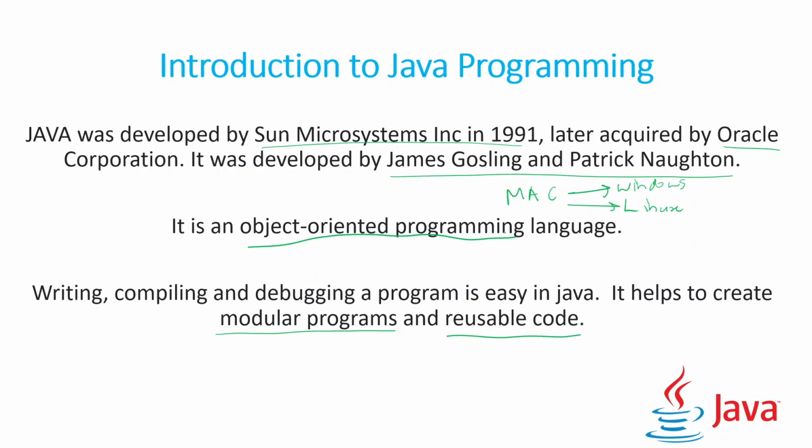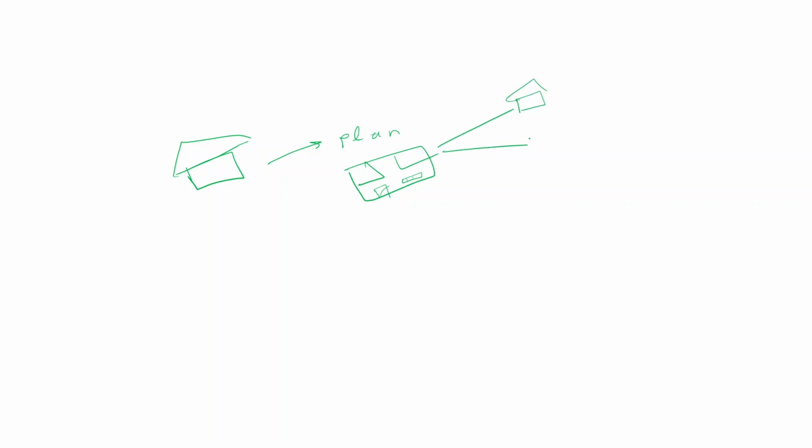So why are we calling this an object-oriented programming language? We'll discuss this later. I'm going to give one example. For example, think we are going to build a house. Then to build a house, we need a plan, right? So we need a plan. Then by using this plan, we can build multiple houses of this same type, right? So I'm going to create one house here, then another one here by using this same plan.